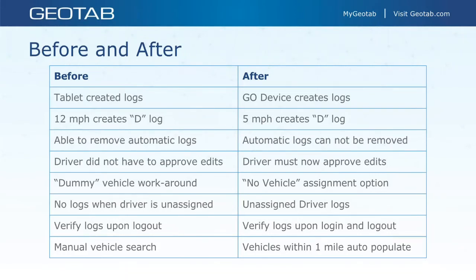Previously, prompted to verify logs when logging out. Now you are verifying logs when you're logging in and logging out. And then finally, manual vehicle search when signing into the app and selecting a vehicle, and now any vehicles that are within a 1 mile radius will auto-populate.